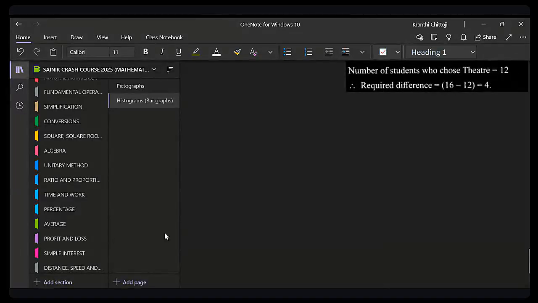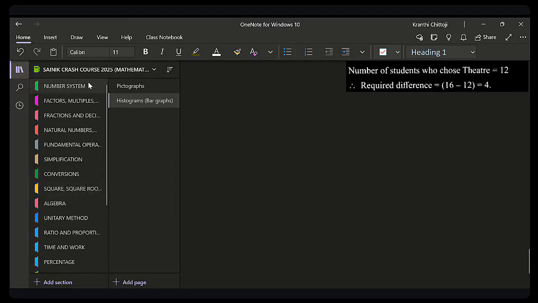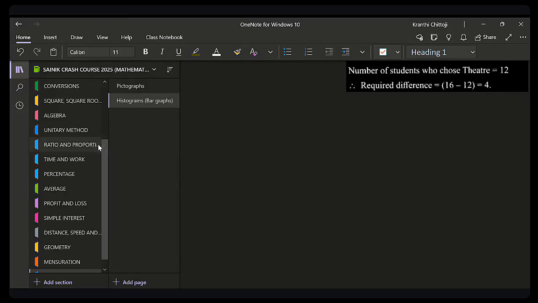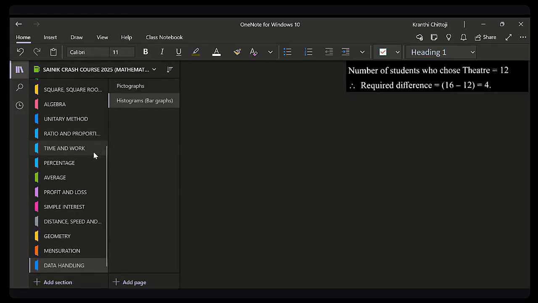Students, successfully we have completed the revision part under the crash course for mathematics. All the chapters we have revised. What are they? Number system, factors, multiples, fractions, decimals, natural numbers, fundamental operations, simplification, conversions, square root, cube root, algebra, unitary method, ratio and proportion, time and work, percentage, average, profit and loss, simple interest, distance, speed and time, geometry, mensuration, and data handling.